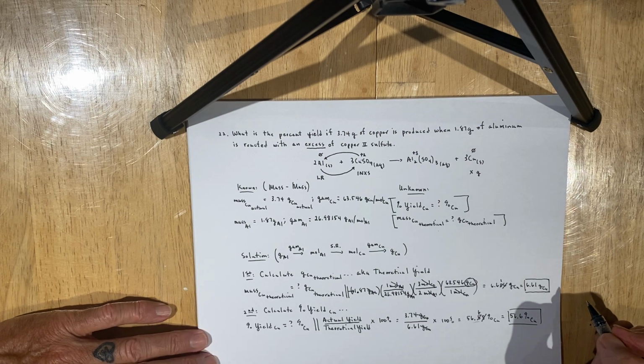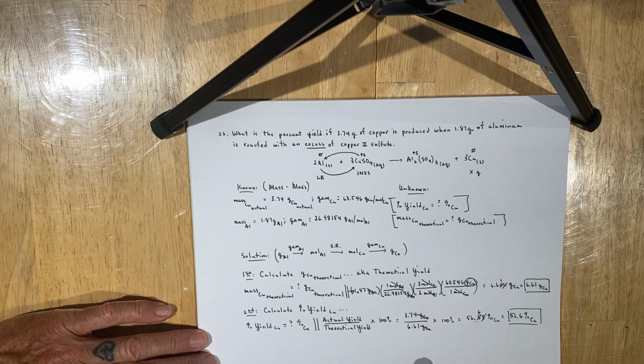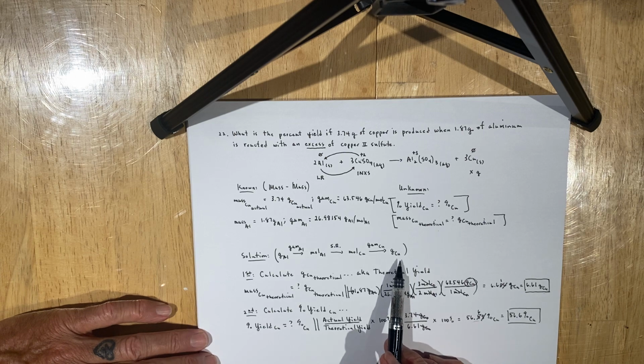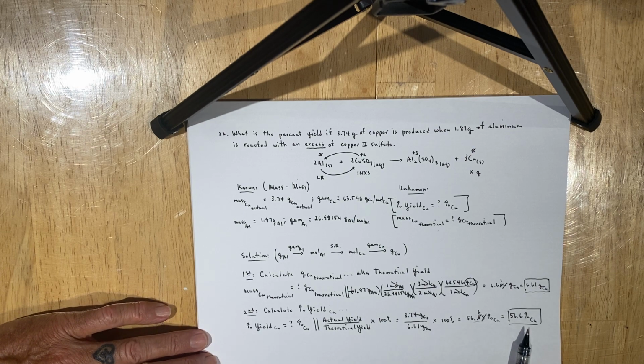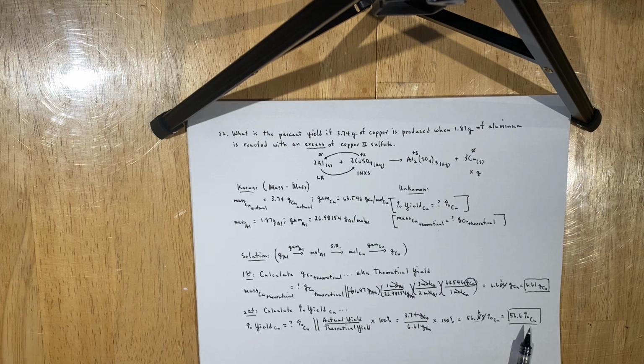So bear in mind that this is a typical lab scenario in which you're given the mass of a starting material, grams of aluminum, asked to predict the mass of a product in grams, and then compare that to your actual yield to find the percentage yield by dividing the actual by the theoretical and multiplying by 100%, which in this case works out to be 56.6% copper. So that is how you solve a mass percent yield problem.